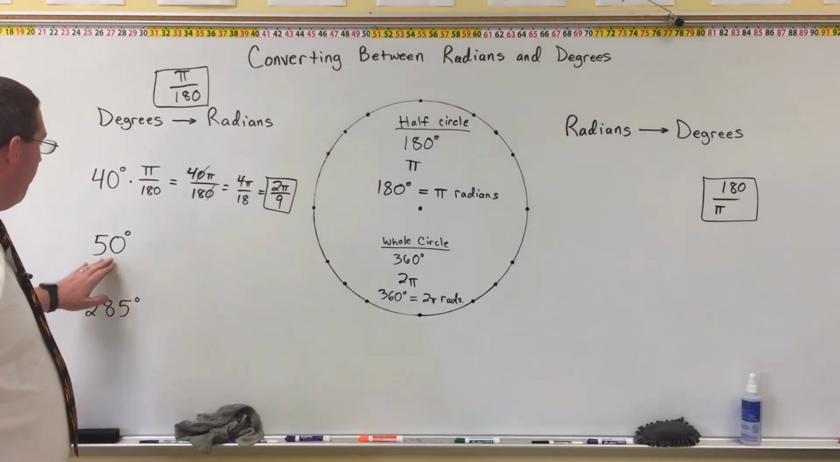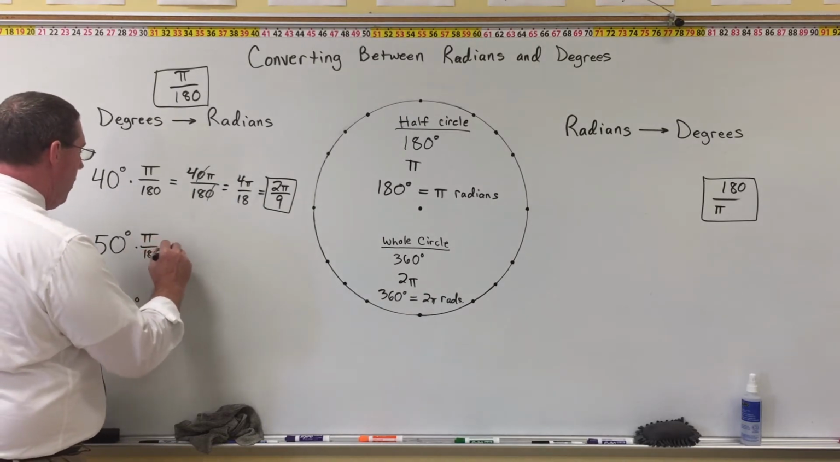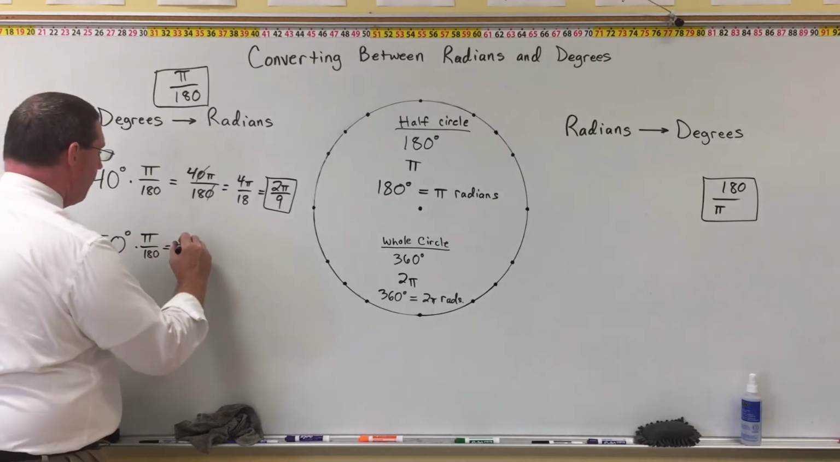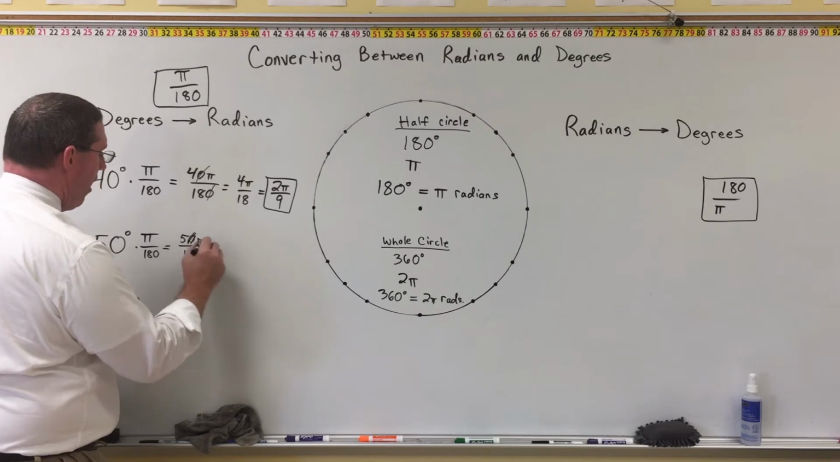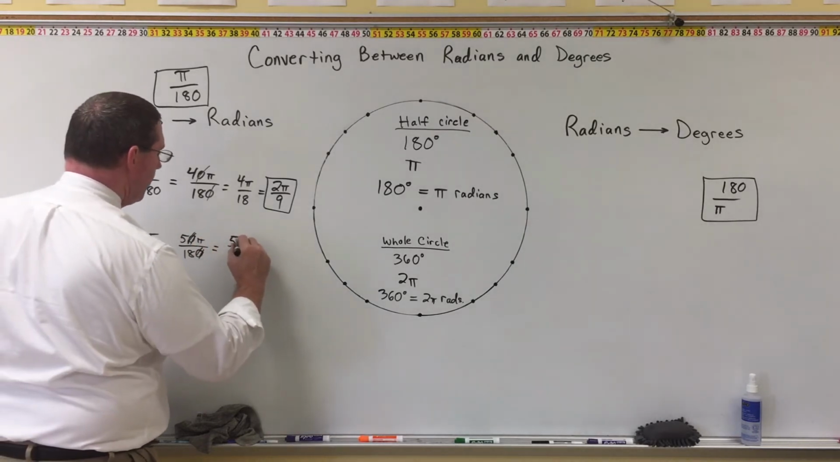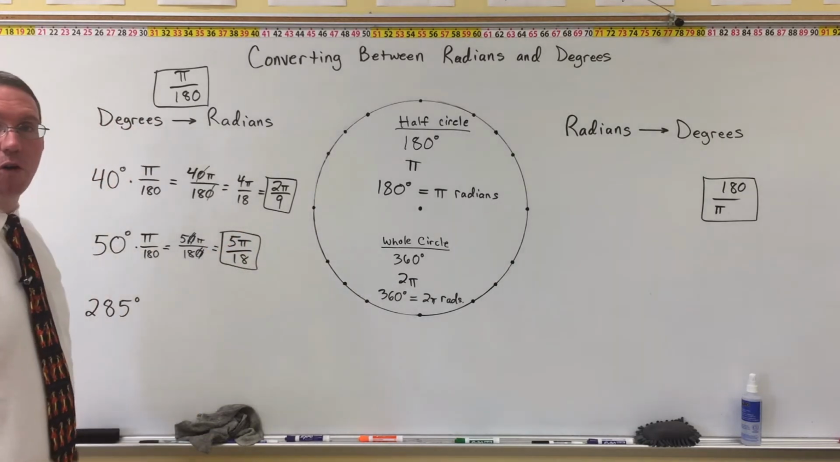Okay? All right, 50 degrees. Again, we're going to multiply by pi over 180. 50 times pi is 50 pi over 180. We'll cancel the zeros again. And we get 5 pi over 18, which cannot be reduced. Therefore, this is our answer, 5 pi over 18.